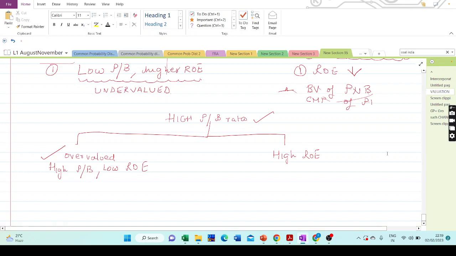Please repeat, sir. A low PB ratio does not mean that the stock is undervalued, and a high PB ratio does not mean the stock is overvalued. We have to look at price to book in conjunction with other profitability measures such as ROE.